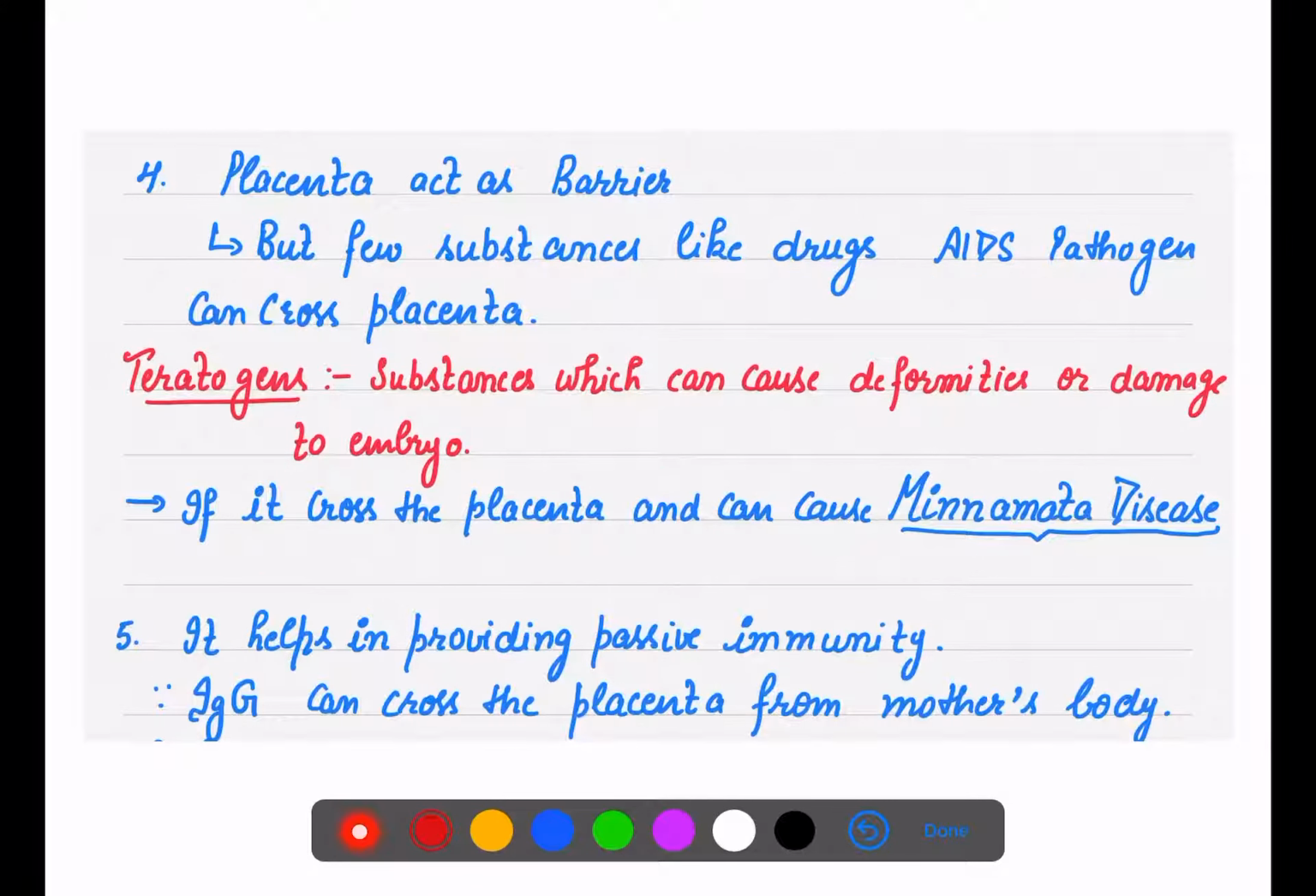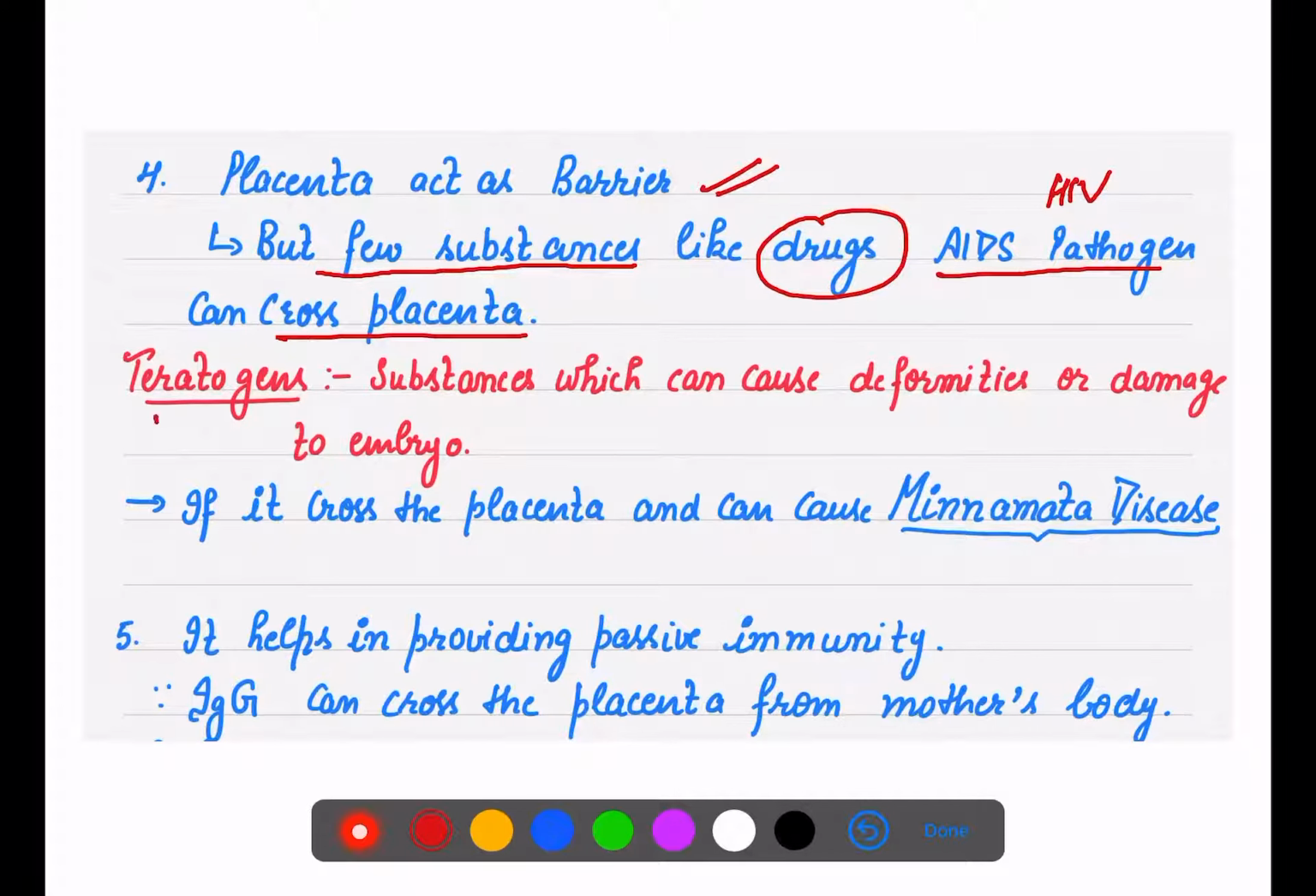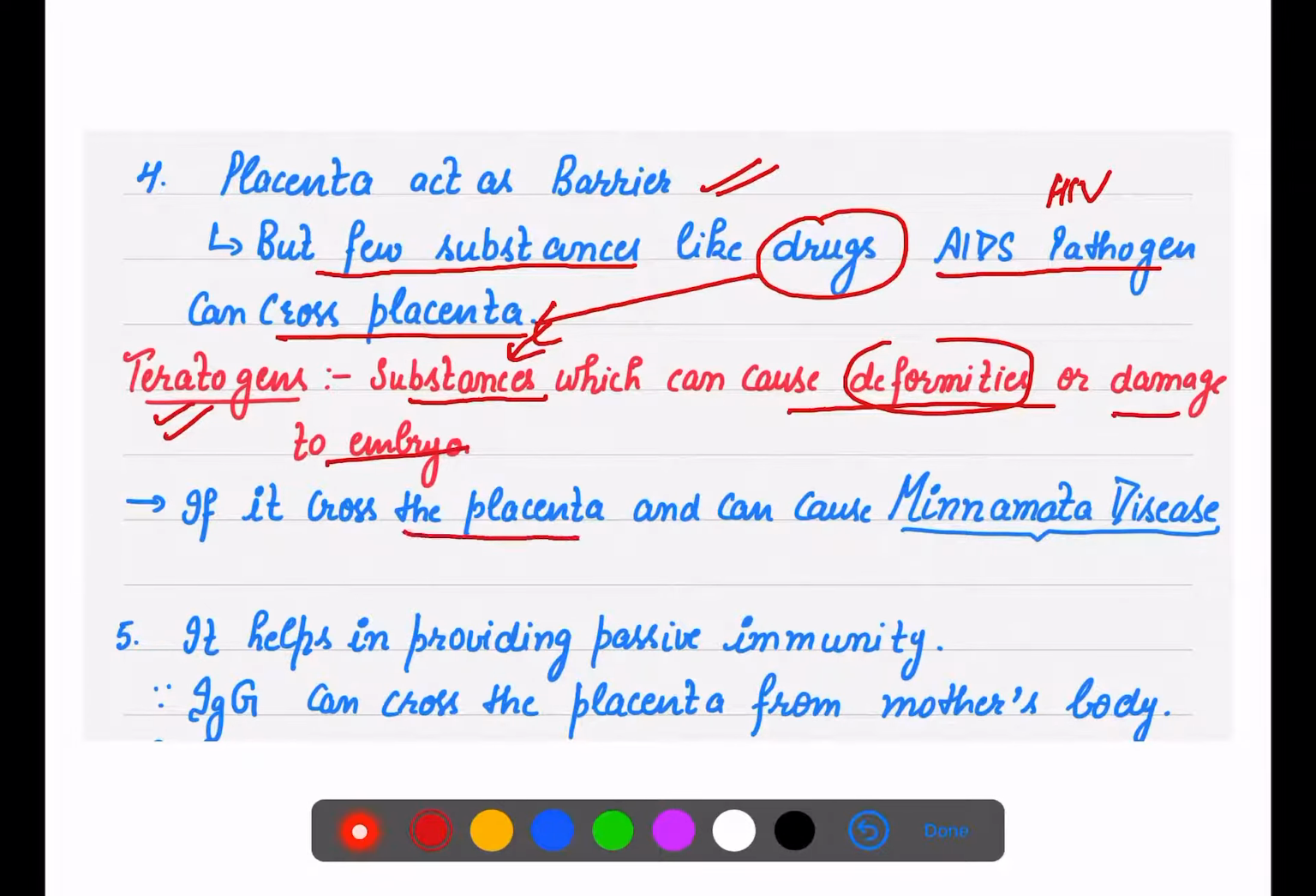Then the other function of the placenta is that it acts as a barrier also. Many harmful things cannot cross the placenta, but a few substances like drugs, or the AIDS pathogen, especially the HIV pathogen, can cross the placenta. Especially in drugs, teratogens. Teratogens are those substances which can cause deformities or any damage to the embryo. They can cross the placenta. So these are the chemicals, these are the substances, these are kinds of drugs which can damage the embryo.